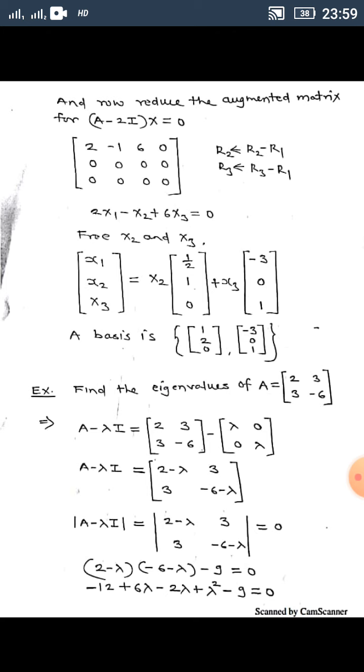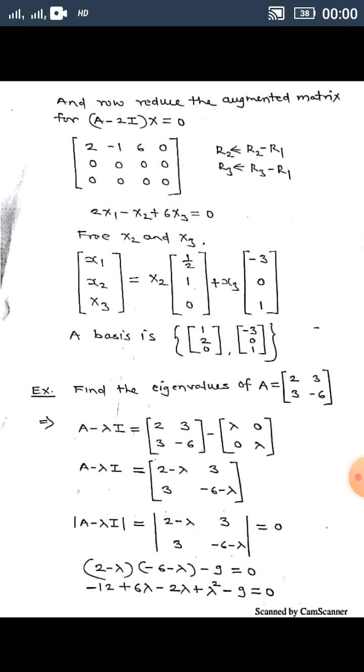Next example. Find the eigenvalues of A. The matrix is [2 3; 3 -6], which is of order 2 by 2. A minus lambda I, the basic condition. So [2 3; 3 -6] minus lambda I. Now this is a 2 by 2 matrix, so we consider the unit matrix, that is [1 0; 0 1]. If we multiply lambda inside, we get [lambda 0; 0 lambda]. So the subtraction is done diagonal-wise: 2 minus lambda, 3 as it is, 3 as it is, minus 6 minus lambda.